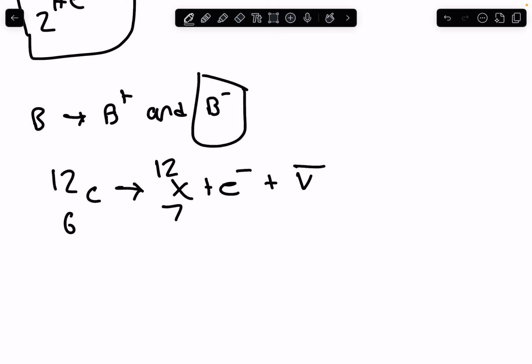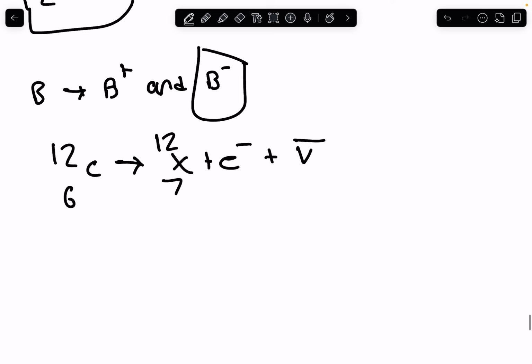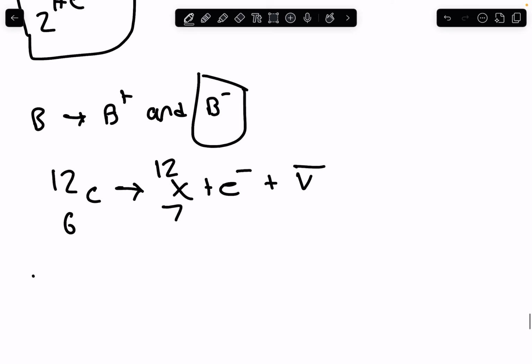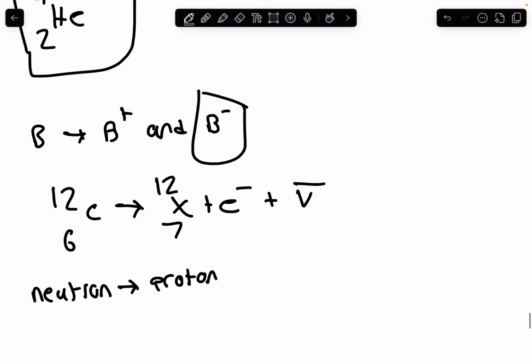But what happened? If you look at it, a neutron became a proton. As you see, the number of protons increases, but the mass number remains the same, because protons and neutrons are both part of the mass number. So it doesn't matter if it's a proton or a neutron, the mass number will remain the same.